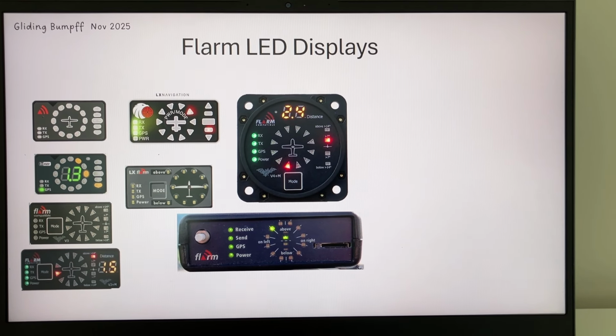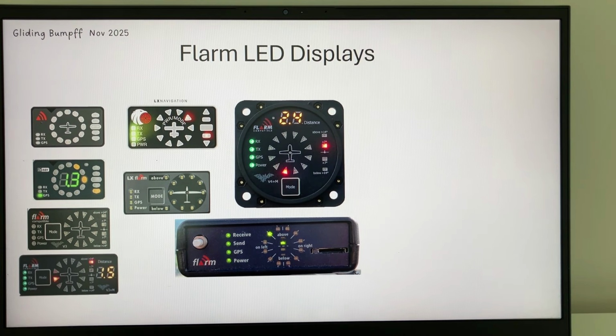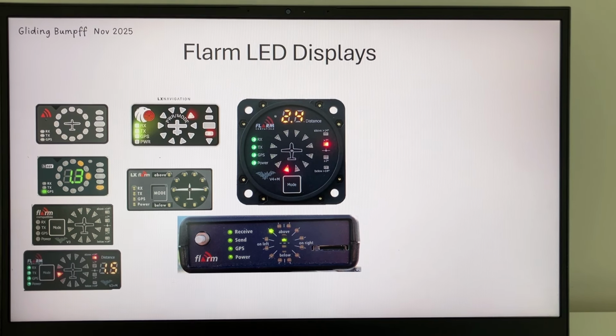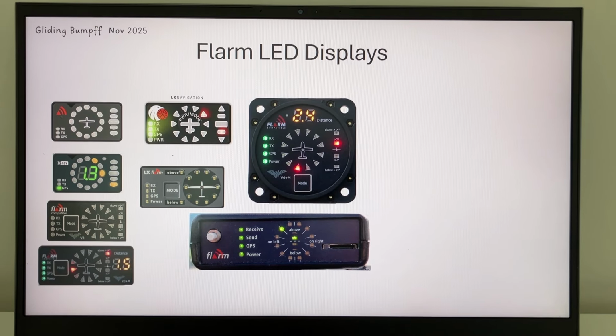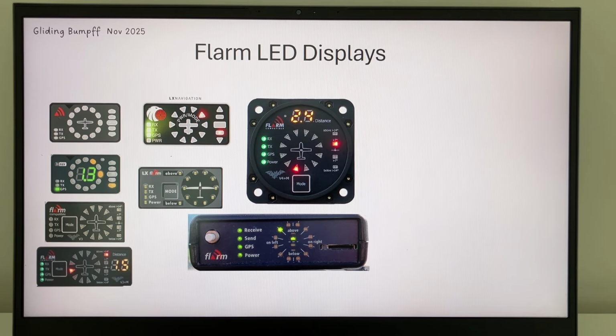So that's it. In conclusion, the Flarm LED display is pretty old now, but they still are very effective at showing you traffic and giving you warnings. A lot of pilots choose to have one of these as a backup in addition to their main navigation computer.